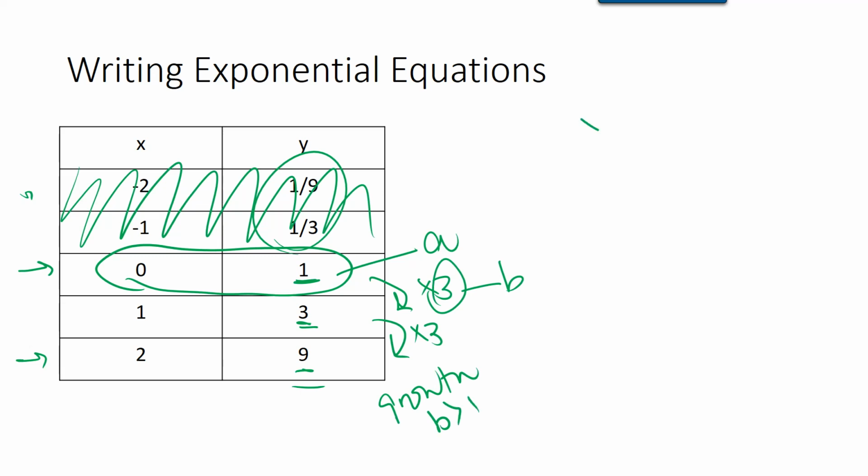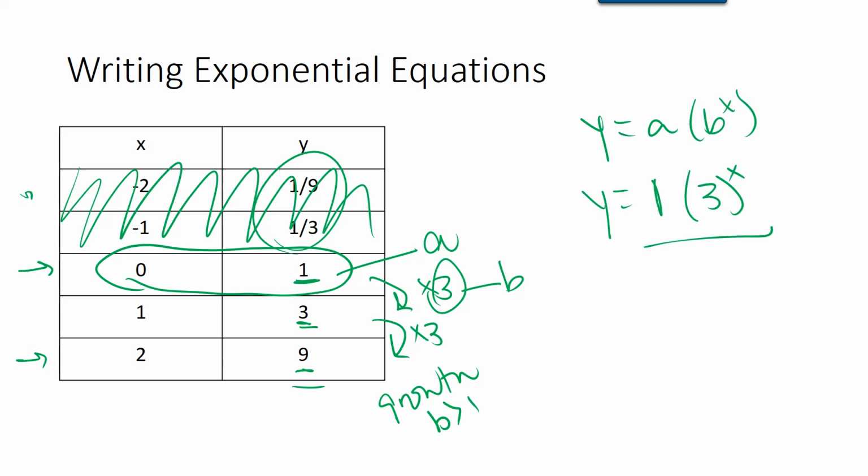Okay? So now that we've identified those, let's write it in our form. Y equals a times b to the x. Y equals, we said our a value was 1, and then our b value we found to be 3. And there is our problem. Okay? So again, same stuff we were doing with linear. We're just identifying different things, and we're working with multiplication and division.